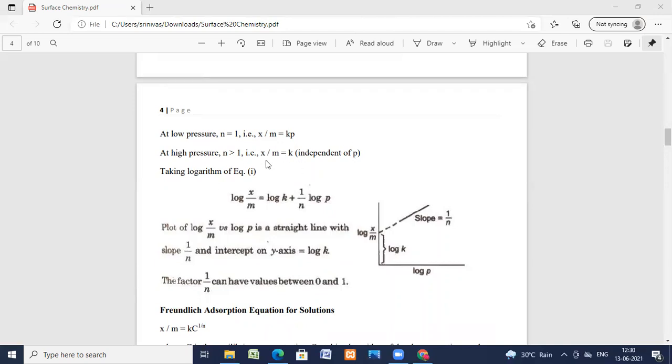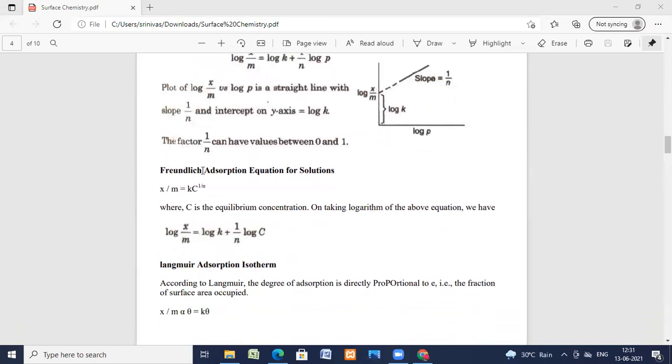Now we are taking logarithms on both sides. Log x by m is equal to log k plus 1 by n log p. Now let us plot log x by m versus log p on the y-axis and x-axis. So you get a straight line, with slope 1 by n and intercept on the y-axis equal to log k. The factor 1 by n can have values between 0 and 1.